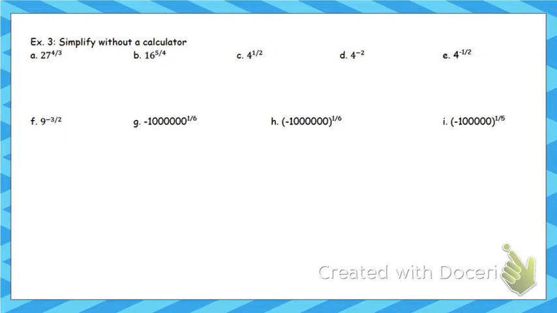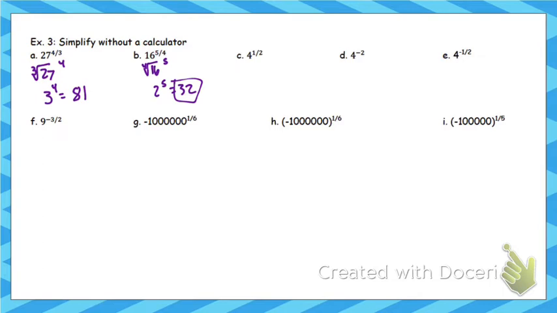All right, so numerically, I just go ahead and simplify these. So 27 to the 4/3. That means I'm taking the cube root of 27, and then I'm raising it to the 4th power. Cube root of 27 is 3. 3 to the 4th is 81. All right, next one, 16 to the 5/4. That's the 4th root of 16 to the 5th power. That's 2 to the 5th, which is 32.